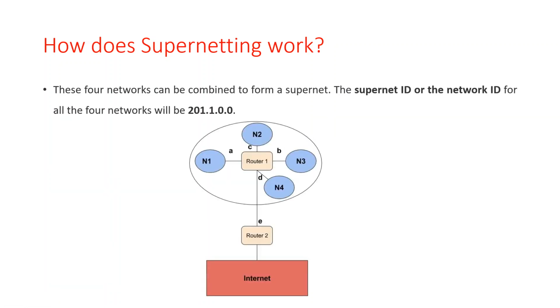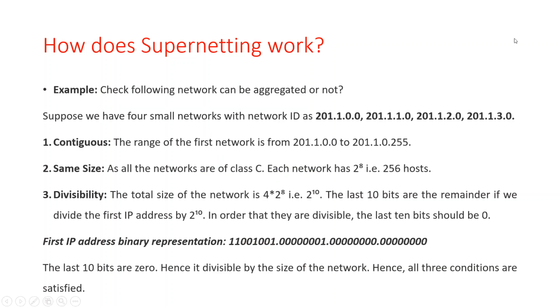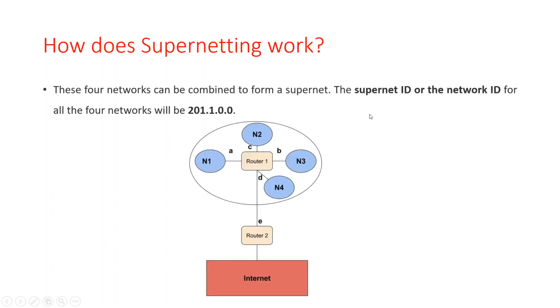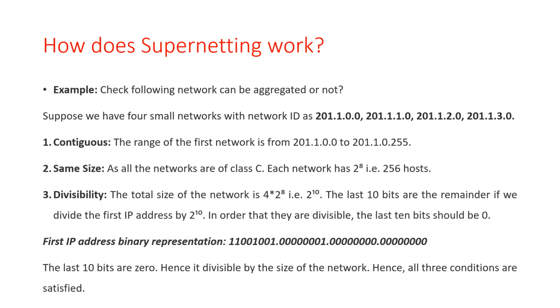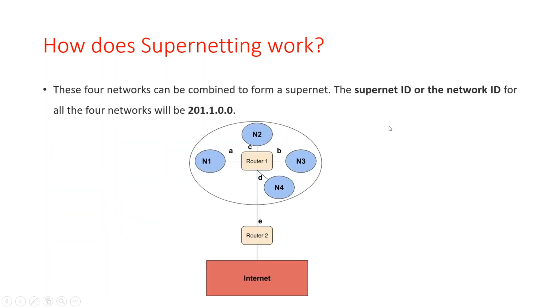So the next part is, these are the four networks given, and they can be combined to form a supernet. So the supernet ID, or the network ID for all the four networks, will be 201.1.0.0. For this given network, what is our supernetting ID? 201.1.0.0.